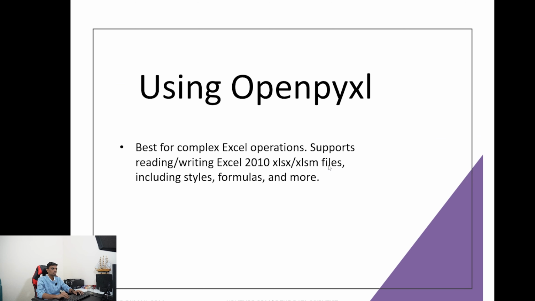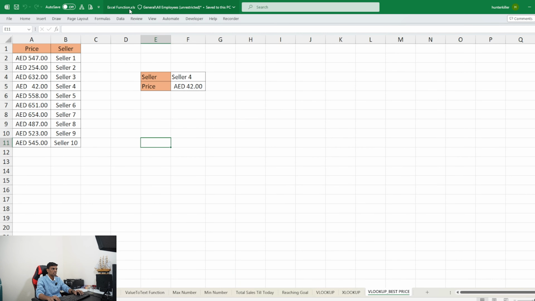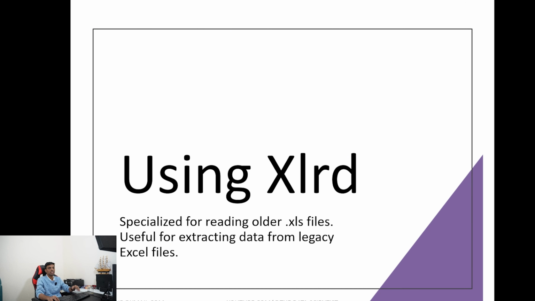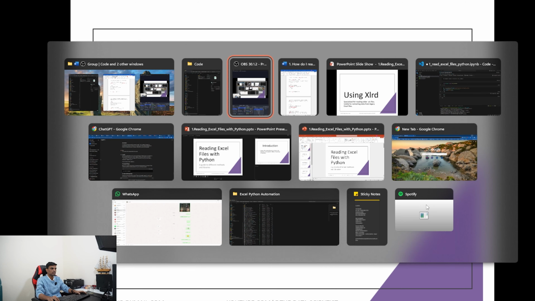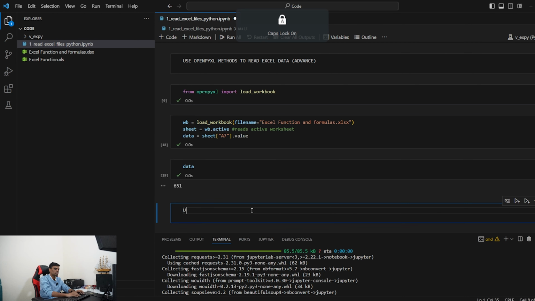Now let's go to xlrd. Now the best part about xlrd is it supports the older versions of Excel, let's say XLS file. Right, so let's try to do that as well. So if you see over here, this is an XLS file, right? And then we will try to read this file as well, because earlier we were trying to read XLSX file. So for that, let's go back to our code. Let's first use xlrd to read XLS file.